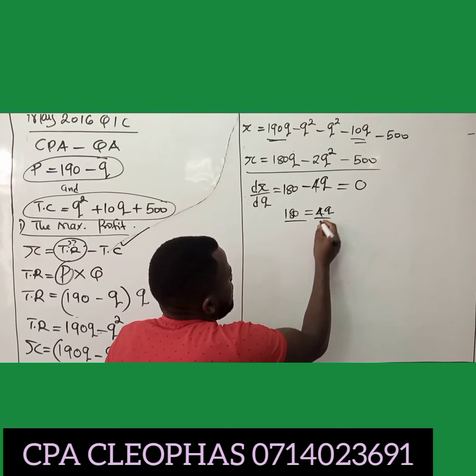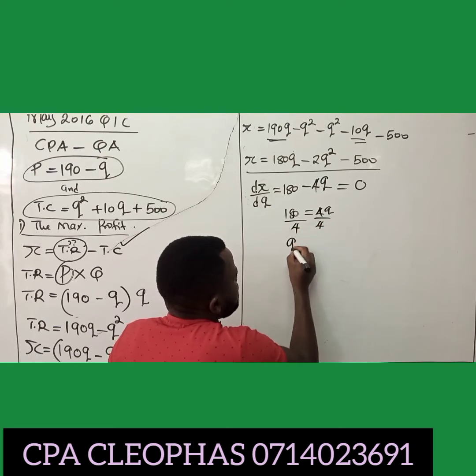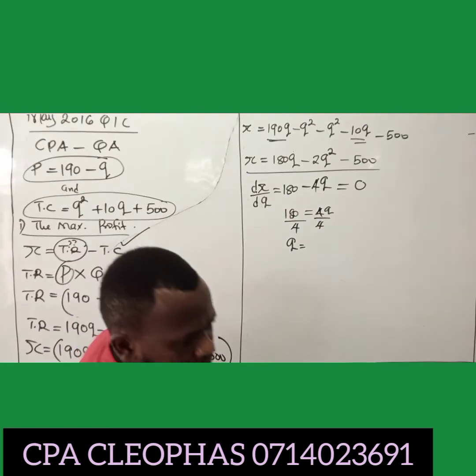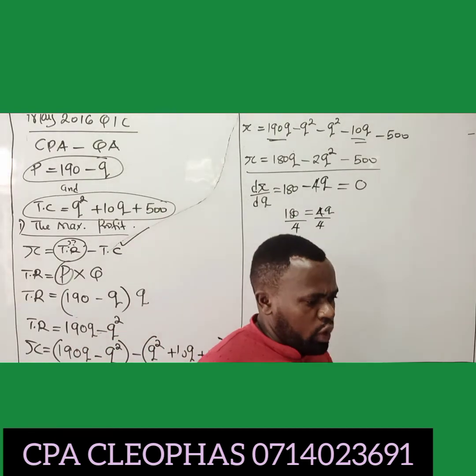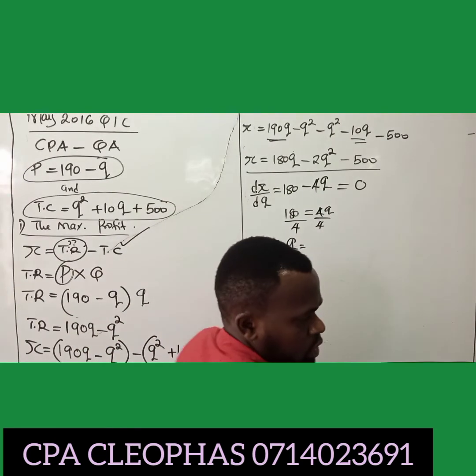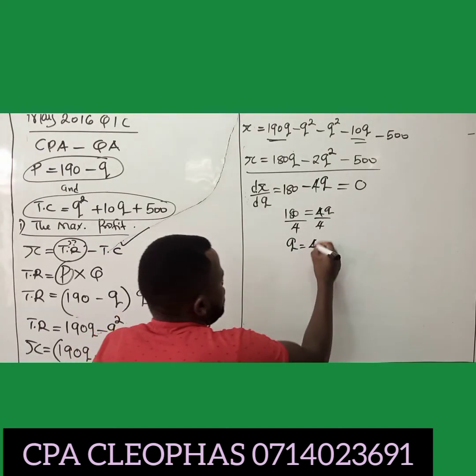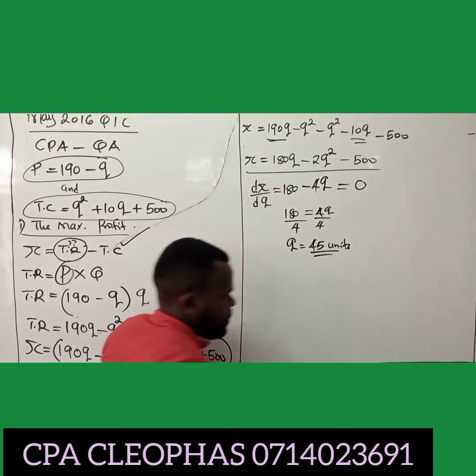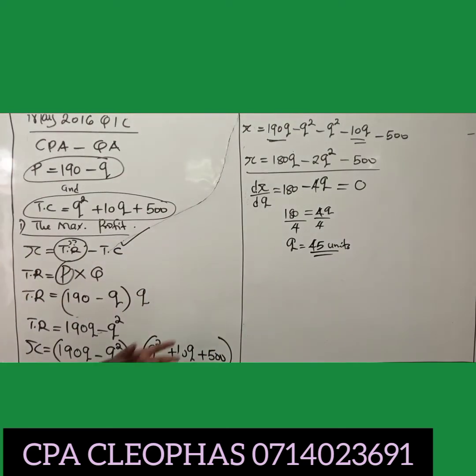So divide both sides by 4 to get the value for Q, and my Q will be equal to what? 180 divided by 4, what am I getting? 180 divided by 4. Yeah, 45. Thank you. 45 units. So that is the Q. The examiner does not even need the unit, but he needs the maximum profit.